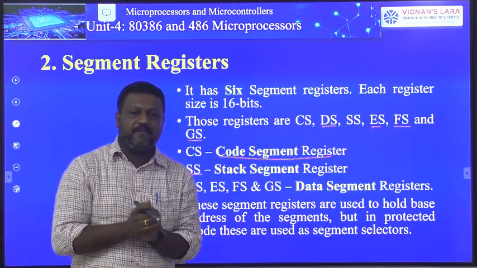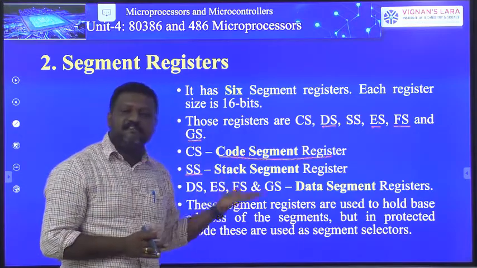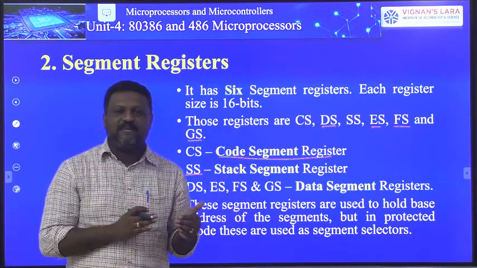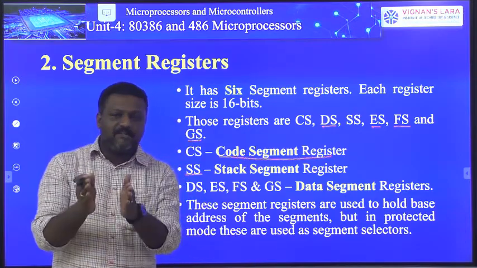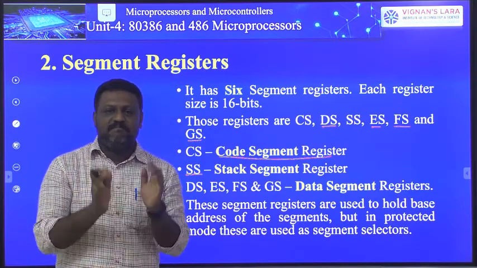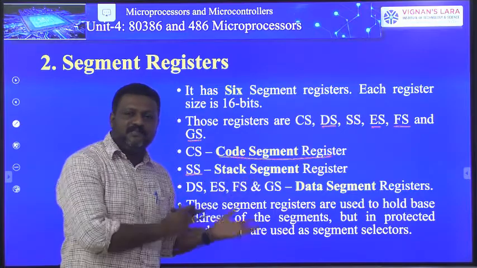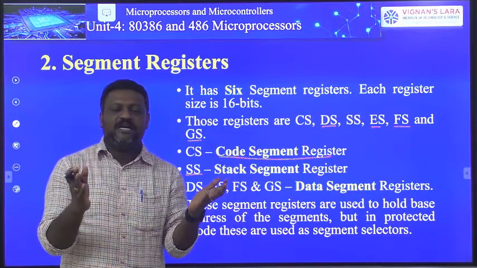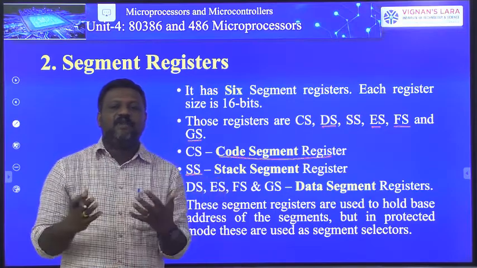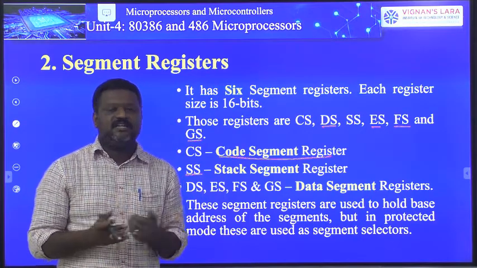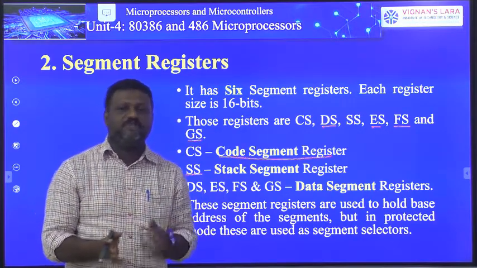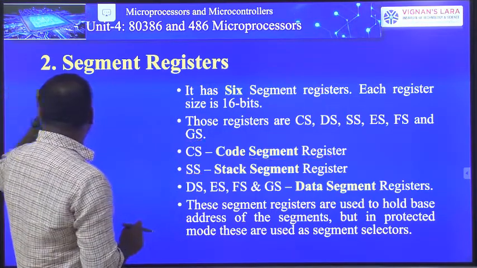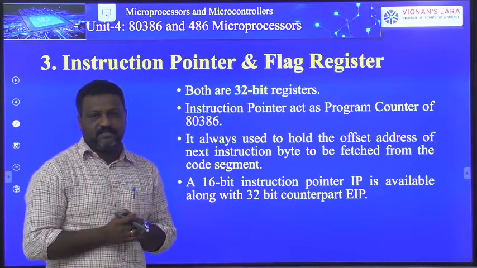You remember, everyone. In one case, these segment registers are used to hold the base address or starting address of a segment. That happens in real mode operation of 80386. But in case of protected mode, these same registers are used to hold selector information, so we can call these segment registers segment selectors in case of protected mode operation of 80386. And next, coming to the third variety of registers.